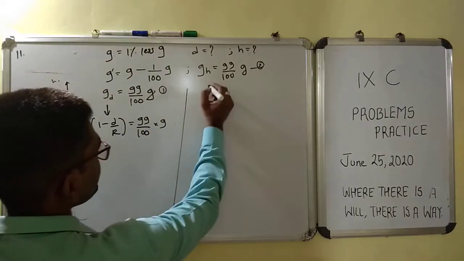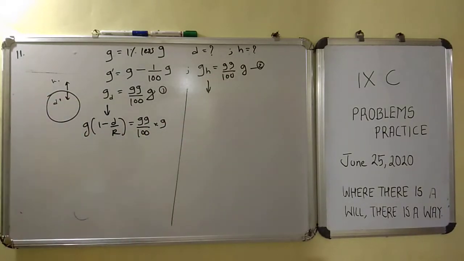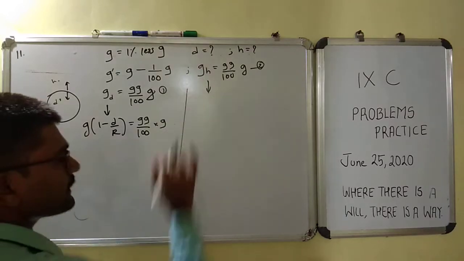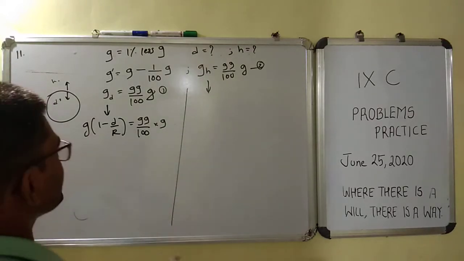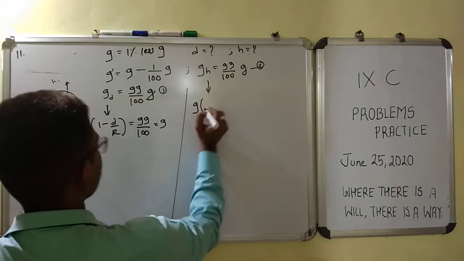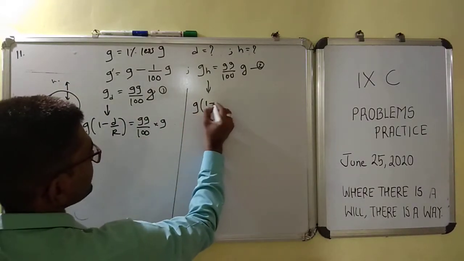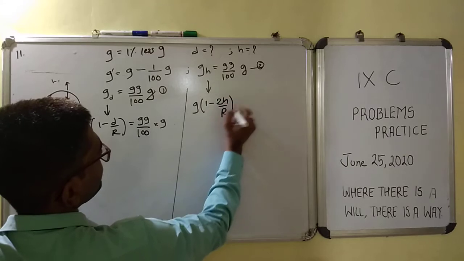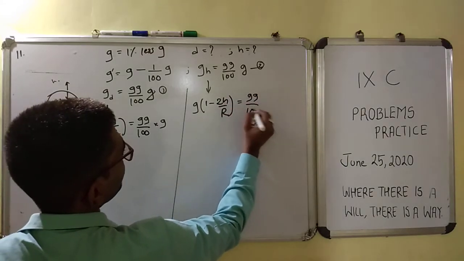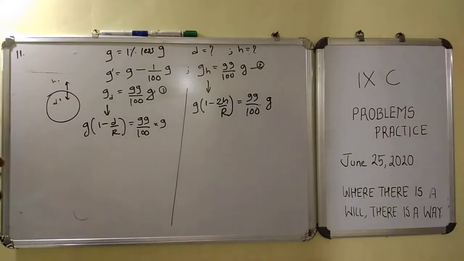Similarly, on the other hand, what is g_h? Now this is height, and it is 99, so only 1% less. That means it is not considerably less, so we will use the lesser height formula. What is that? g_h equals g times (1 minus 2h by r), which equals 99 by 100 into g. Now let us see what happens.